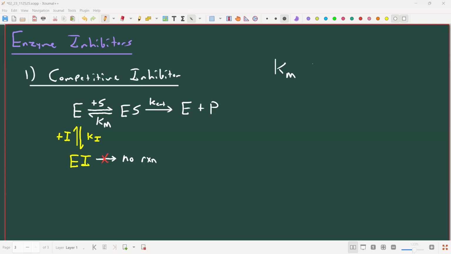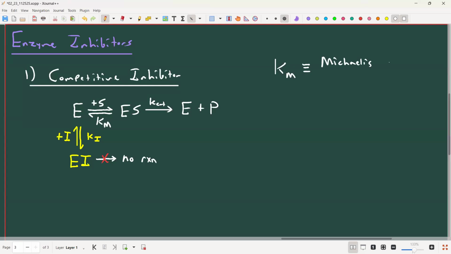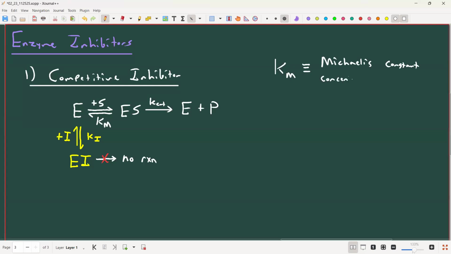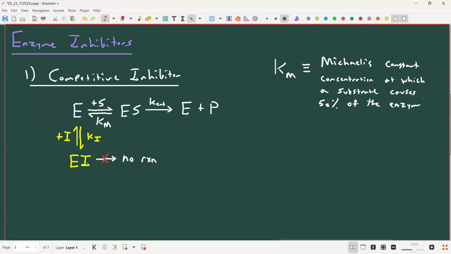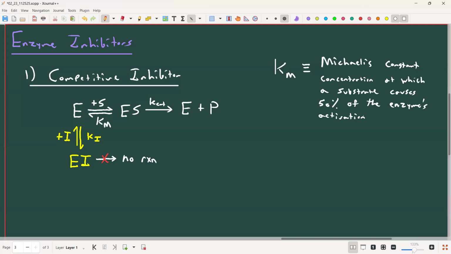So this is what's called the Michaelis constant, right? And it's the concentration at which a substrate causes 50% of the enzyme's activation. It's turned on 50%. It's basically how much substrate do you need to put in for your enzymes to be half on. Okay.